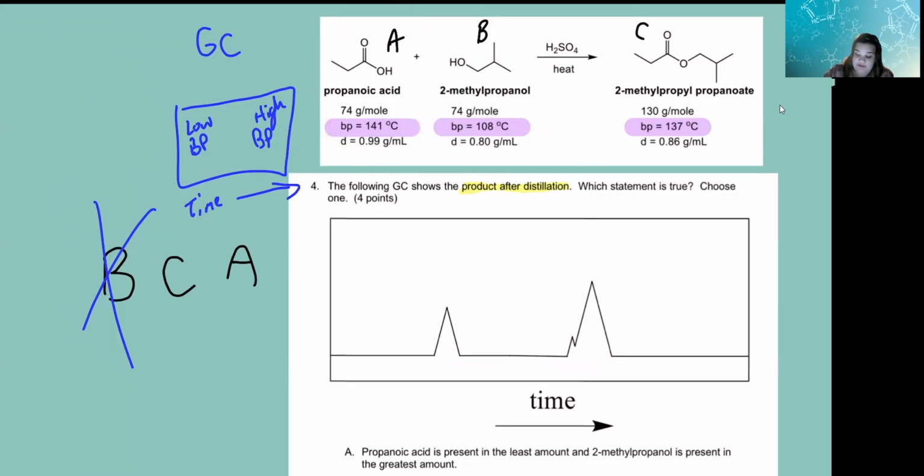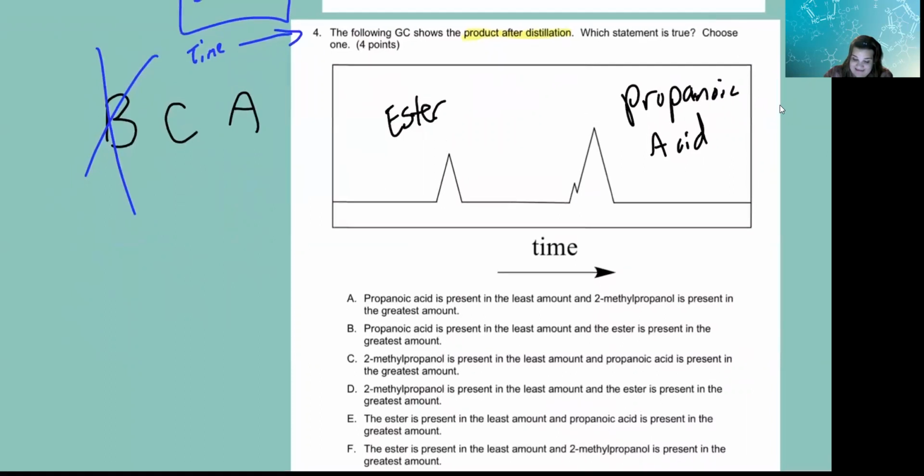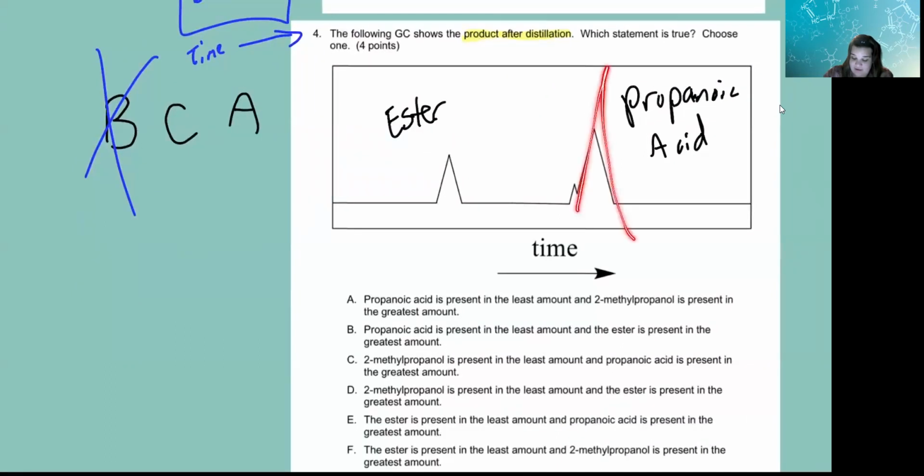So now, does this make more sense? So this is our ester. This is propanoic acid. Okay, so that means propanoic acid has a higher peak. So the most we have is propanoic acid.